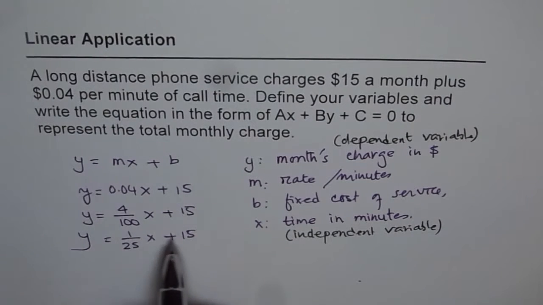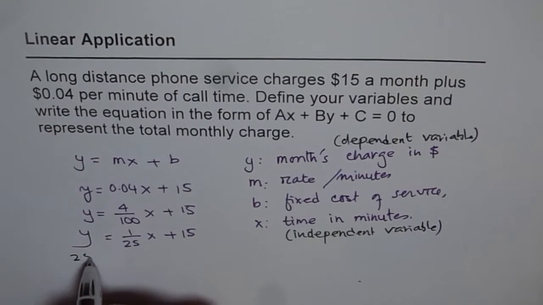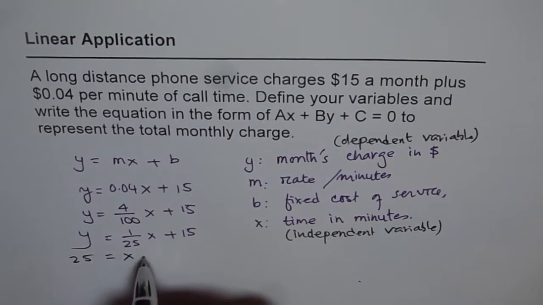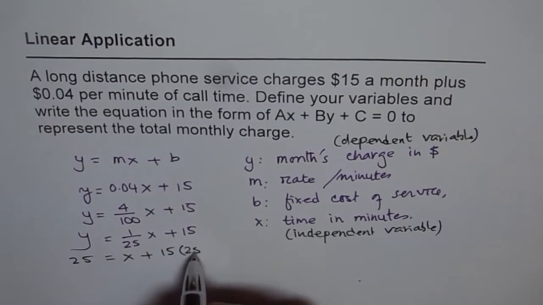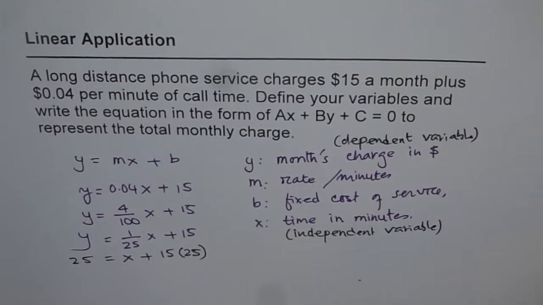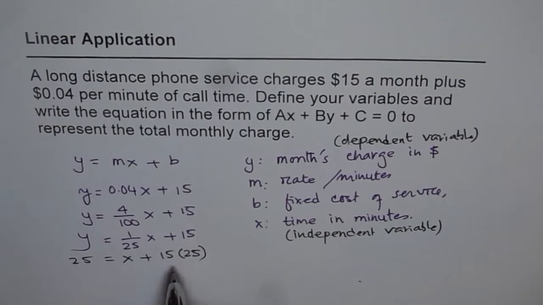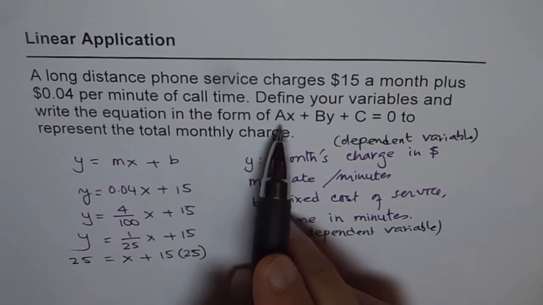Let's multiply all these numbers by 25, right? So we get 25y equals x plus 15 times 25, correct? Now that is what we get. 15 times 25 you can work out with the help of a calculator. So 15 times 25 equals 375, right? So we have our equation. This is 375. So we can now rearrange them in this particular form.